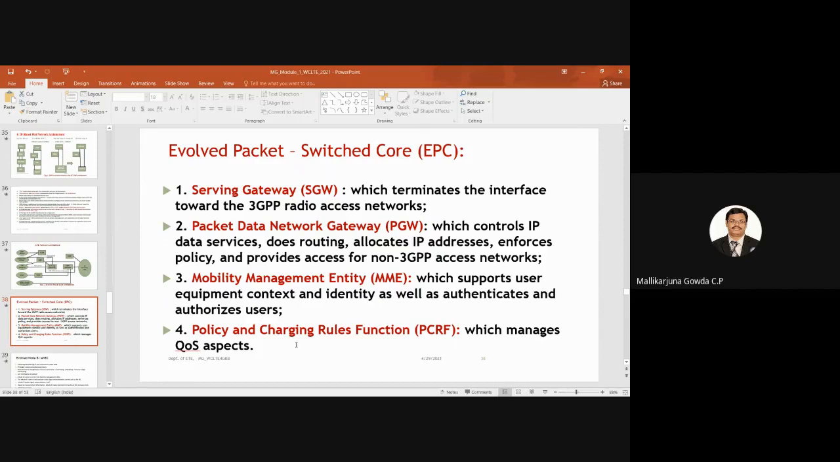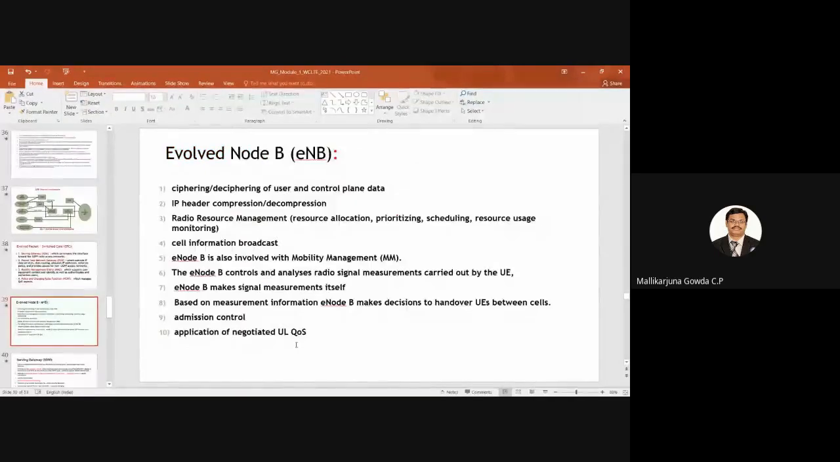Then the policy and charging rules function, that is PCRF. That will manage the quality of service aspects. Okay, so in brief, in one line each, I said what is the role of those four main elements of LTE. Let me go in depth, because we need to understand each and every functionality of all those network elements. So the first one is the evolved Node B, that is ENB, right?